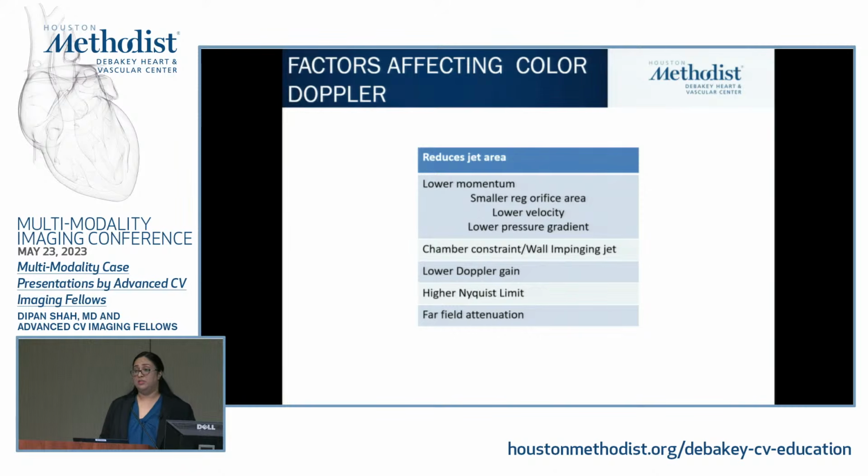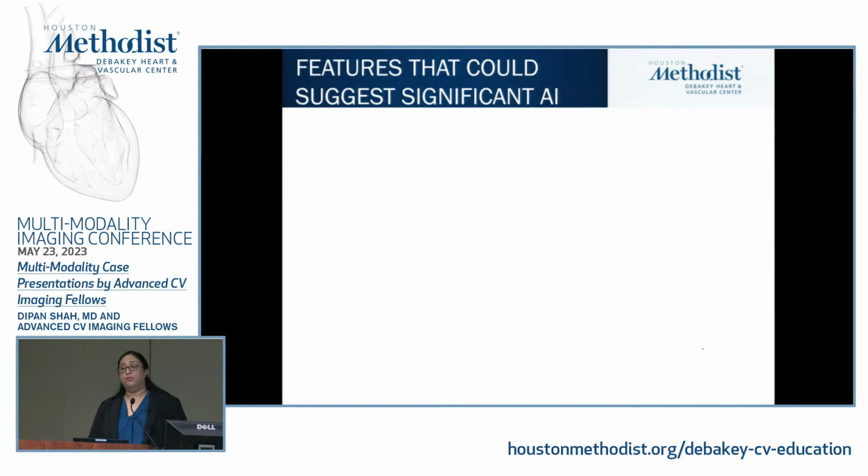Hemodynamic factors specifically for aortic regurgitation is heart rate. So if you have someone with higher heart rate, you can see a lower regurgitation volume. But this patient's TTE was acquired at a heart rate between 55 to 60, and the TEE was also acquired at the same heart rate. Were there features that could have suggested a significant AI in the first TTE?